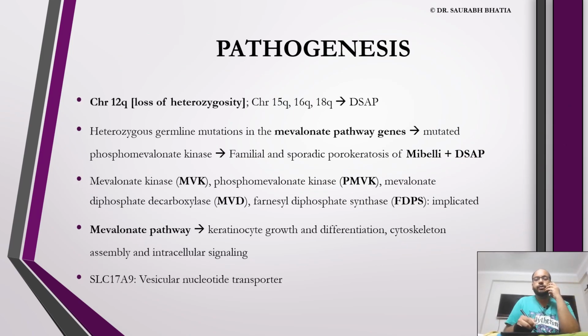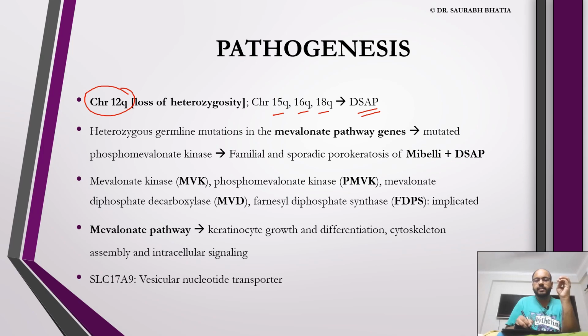Now, in pathogenesis of porokeratosis, it's easiest because we don't have to remember anything. Usually, they don't ask about pathogenesis of porokeratosis, but mutations and loss of heterozygosity in genetic regions in chromosome 12 have been implicated. Okay, chromosome 12 is not the only chromosome that has been implicated. Other chromosomes are 15q, 16q, 18q, and this has been found in the diffuse variety of actinic porokeratosis.